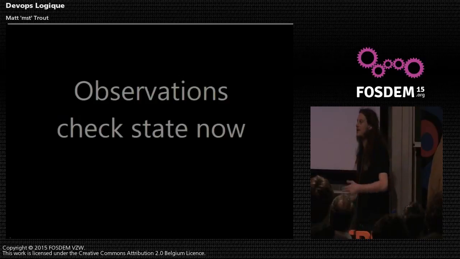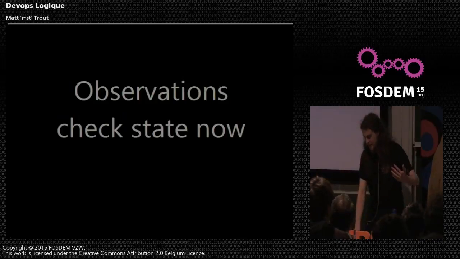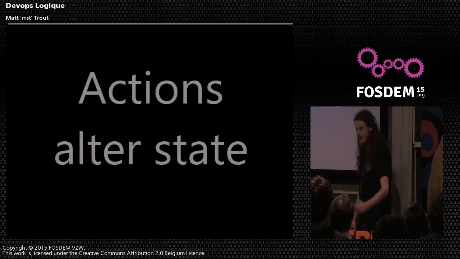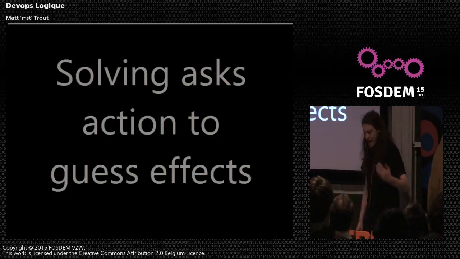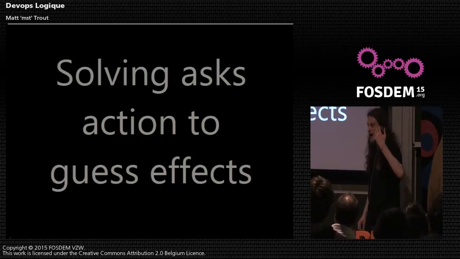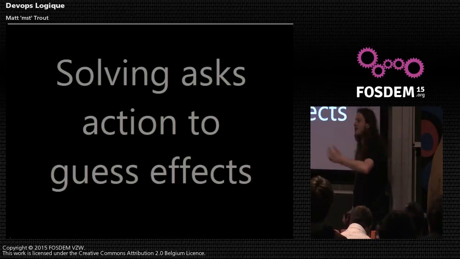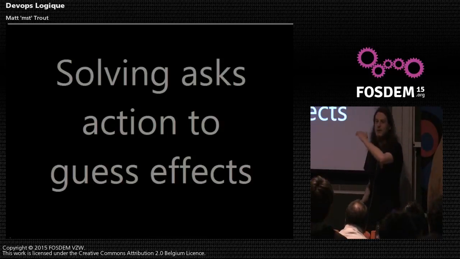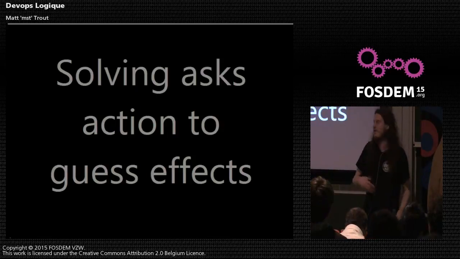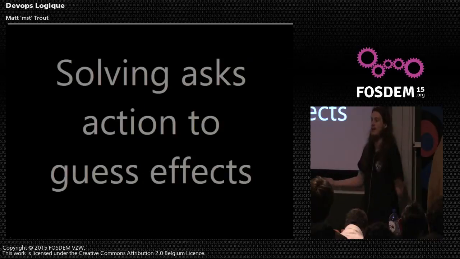So basically, observations check the current state of the universe, actions alter the state of the universe, and then the solver has to say to the action, tell me what you think is going to happen when you run. So if it's an install package, it will say, well, what I think is going to happen is the package is installed.